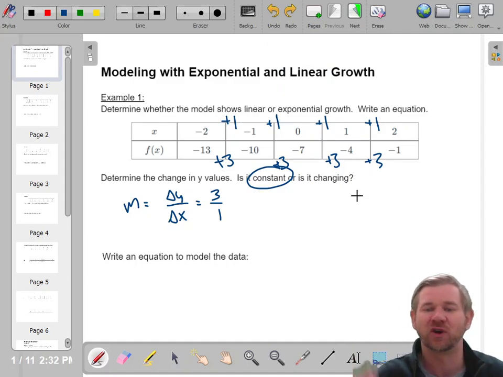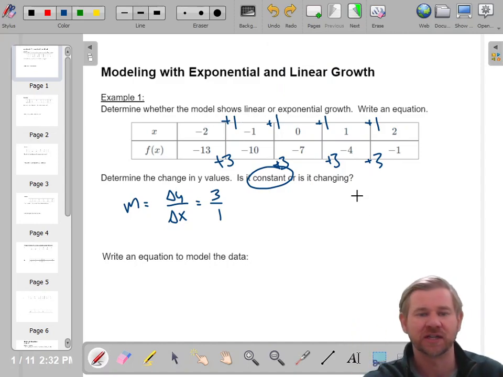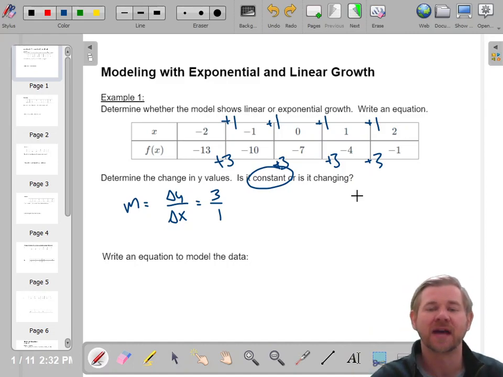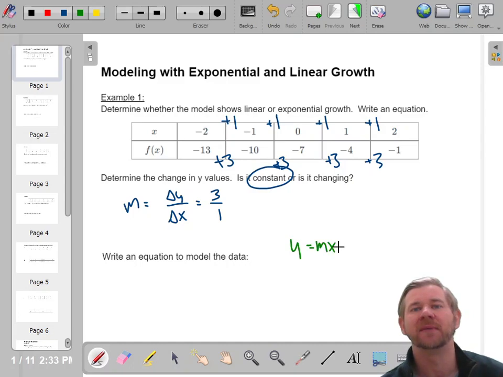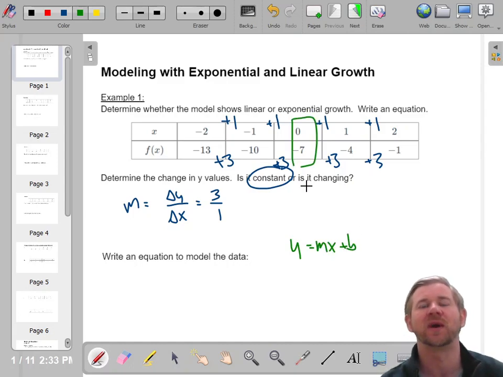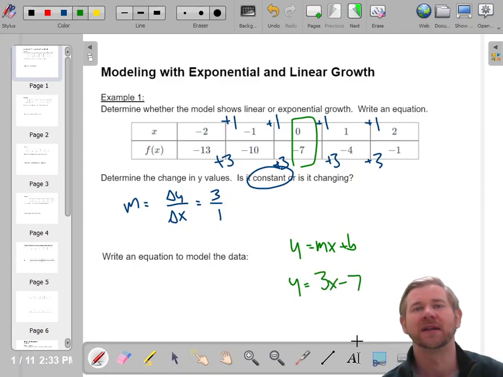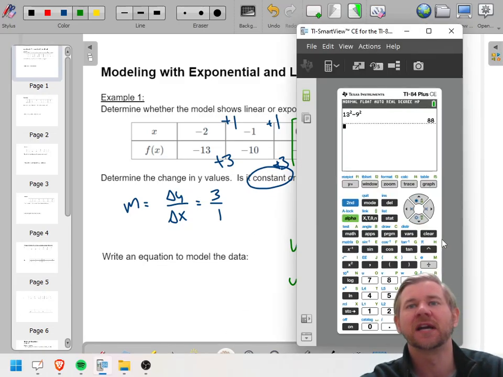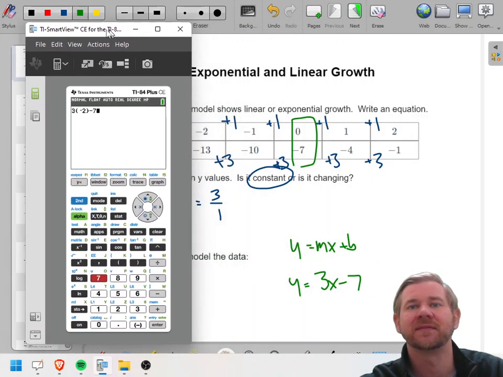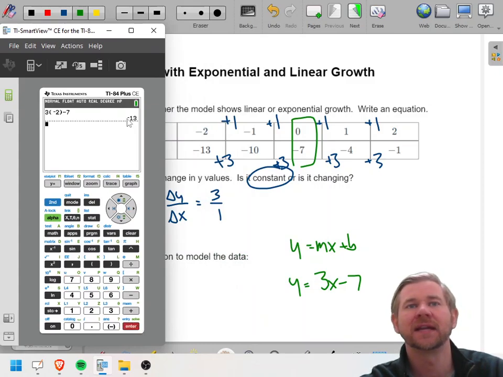If the slope is always the same, if the change in y over change in x is always the same, then it's a line. So to write the equation of a line, we just say y equals mx plus b, and since we have the y-intercept, -7, and we have the slope, 3, we're just saying 3x minus 7. And you can check that. If you've got your calculator, you can just plug in a couple points, like x is -2: 3x minus 7, I should get -13, and I did.